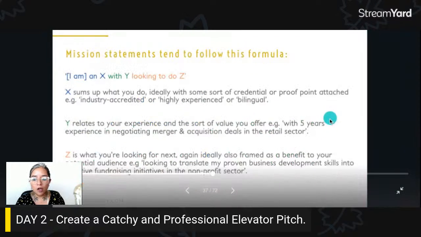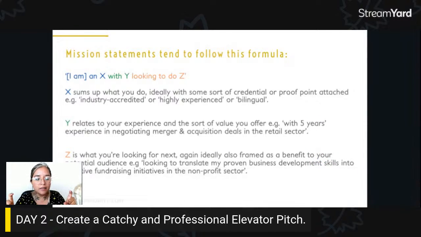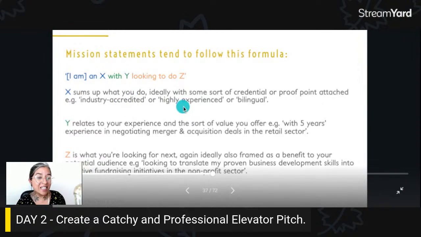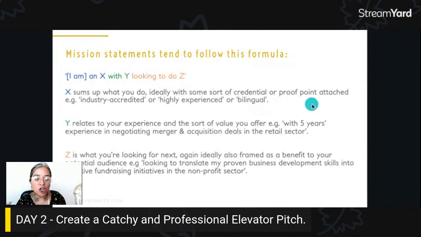Let me go back here. So the blue part is: I am an industry accredited software developer for enterprises. Software developer, not for anyone, just for enterprises, right? So in the blue one, the first part, you have to sum up what you do, ideally with some sort of credential or proof point attached. For example, industry accredited, highly experienced, bilingual, etc. Especially bilingual, that is important.